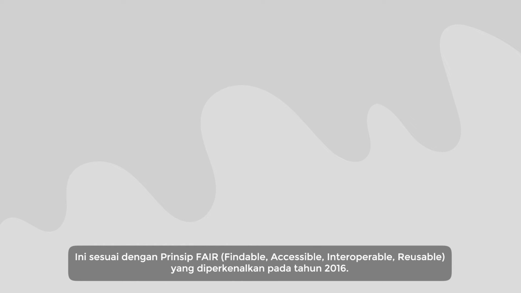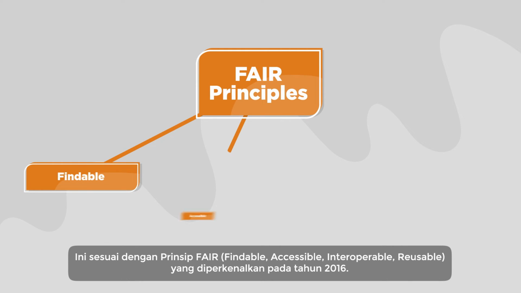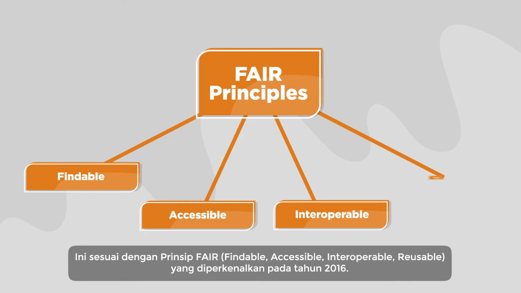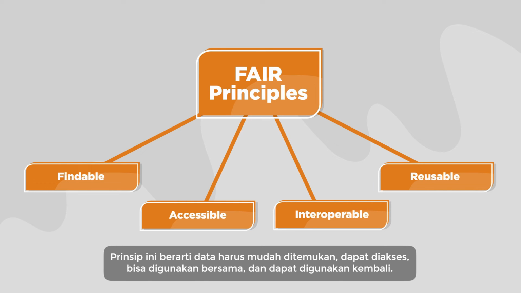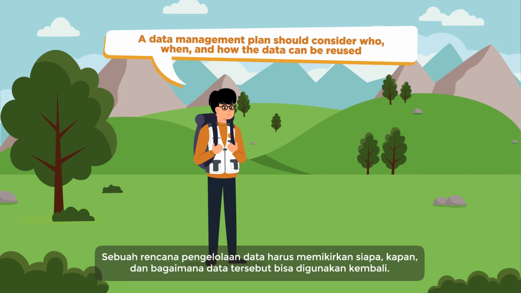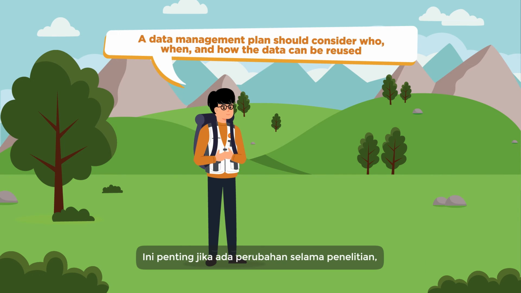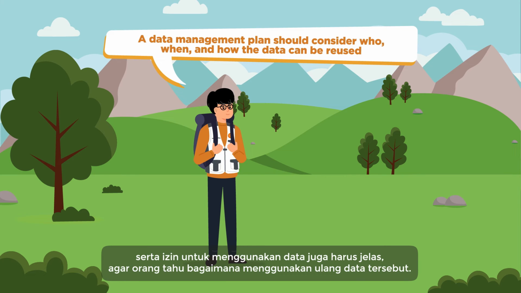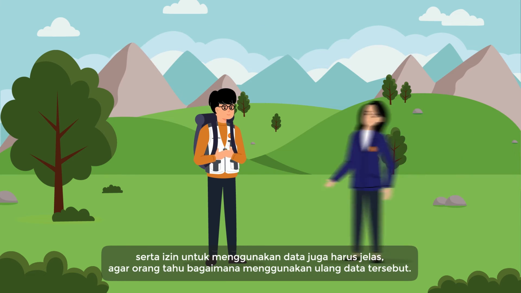This aligns with the FAIR principles: findable, accessible, interoperable, reusable, introduced in 2016. These principles mean data should be easy to find, accessible, shareable, and reusable. A data management plan should consider who, when, and how the data can be reused. This is crucial if there are changes during the research, and permission to reuse the data should be clear.